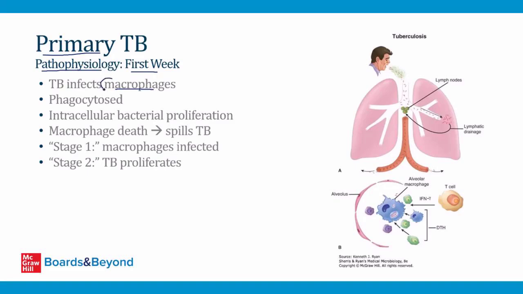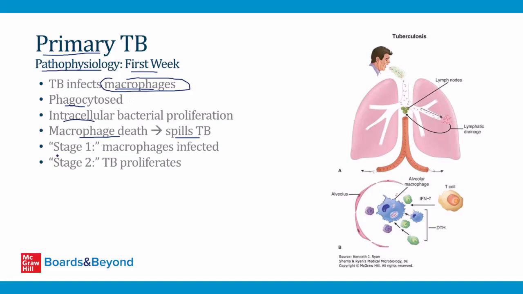This is a very high-yield detail to remember about how this infection progresses. The bacteria are phagocytosed by macrophages, but the macrophages are unable to kill the bacteria, so intracellular bacterial proliferation occurs. Eventually, when there are enough mycobacteria inside, the macrophage will die, and it will spill all those tuberculosis bacteria out into the lungs.